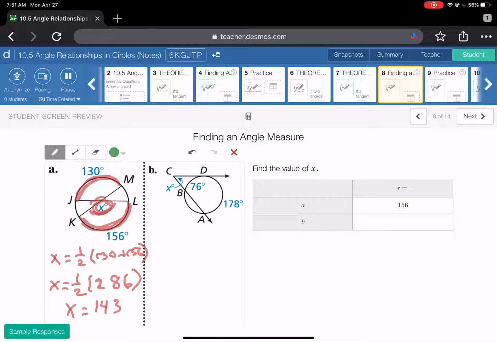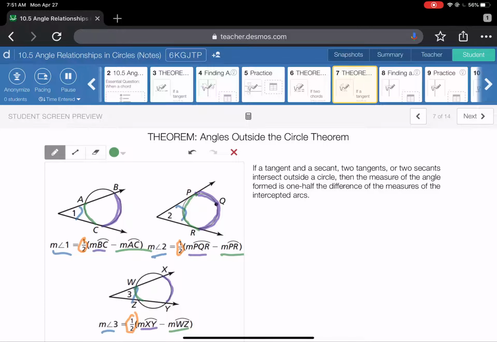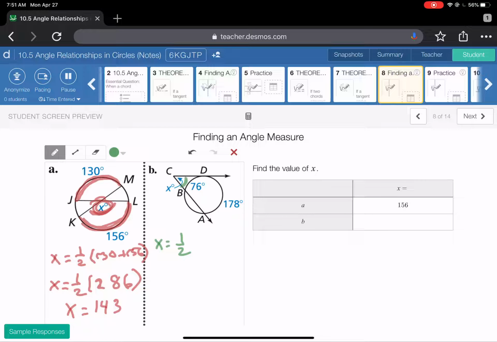All right, and then to find an angle outside of a circle, so then we're looking for this angle. Okay, so then x is going to be equal to 1/2, right? That's what it said. We still multiply by 1/2. And then instead of adding, we're going to be subtracting. So we're going to take 178 minus 76. We're going to simplify what's in the parentheses and then divide it by 2.